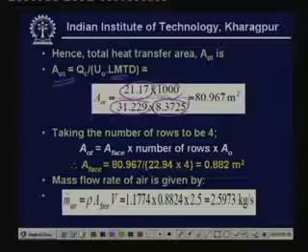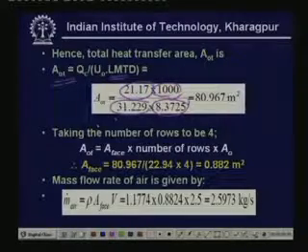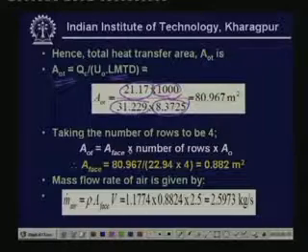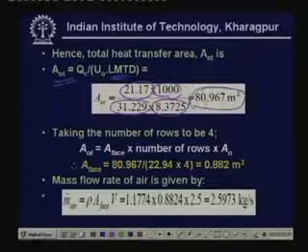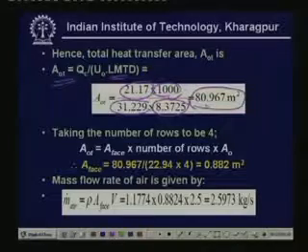I am multiplying here because this 21.17 is in kilowatts. So I am converting everything into watts, because U naught is in watt per meter square Kelvin. If you do that, you find that the total external area is 80.976 meter square.